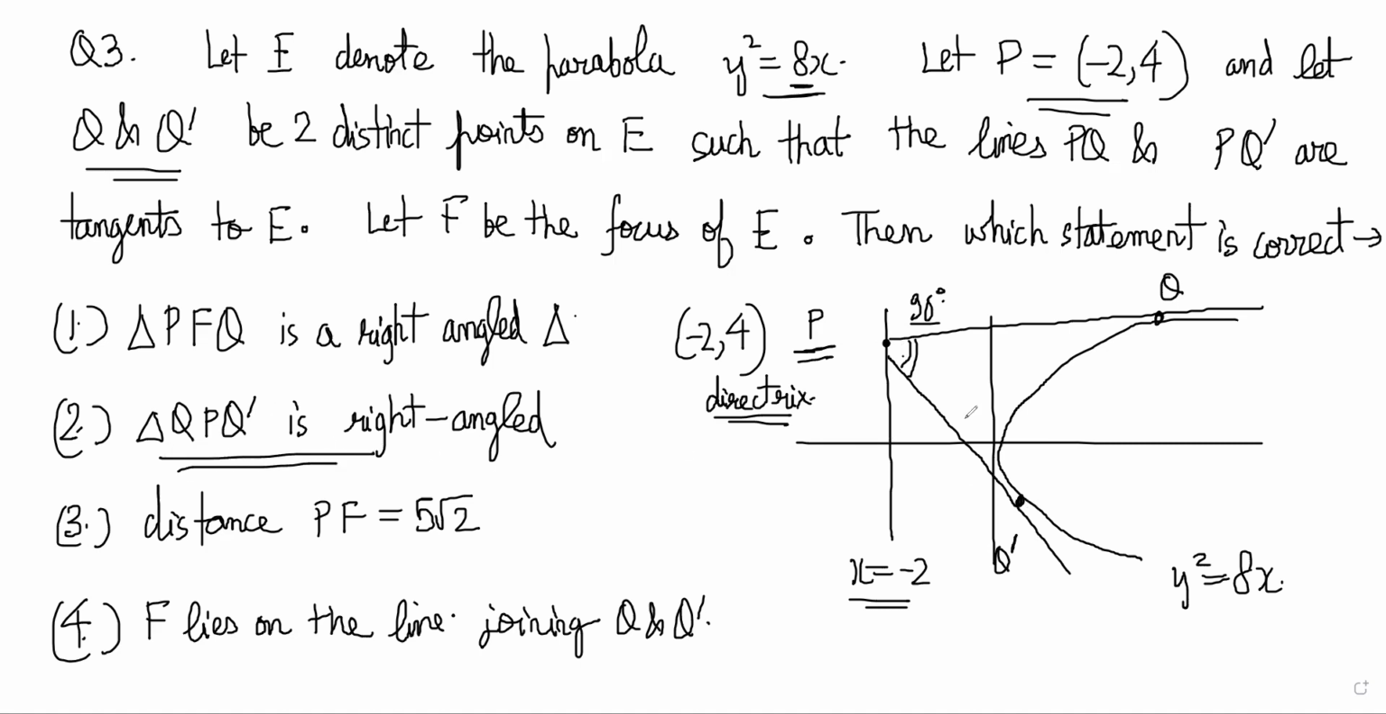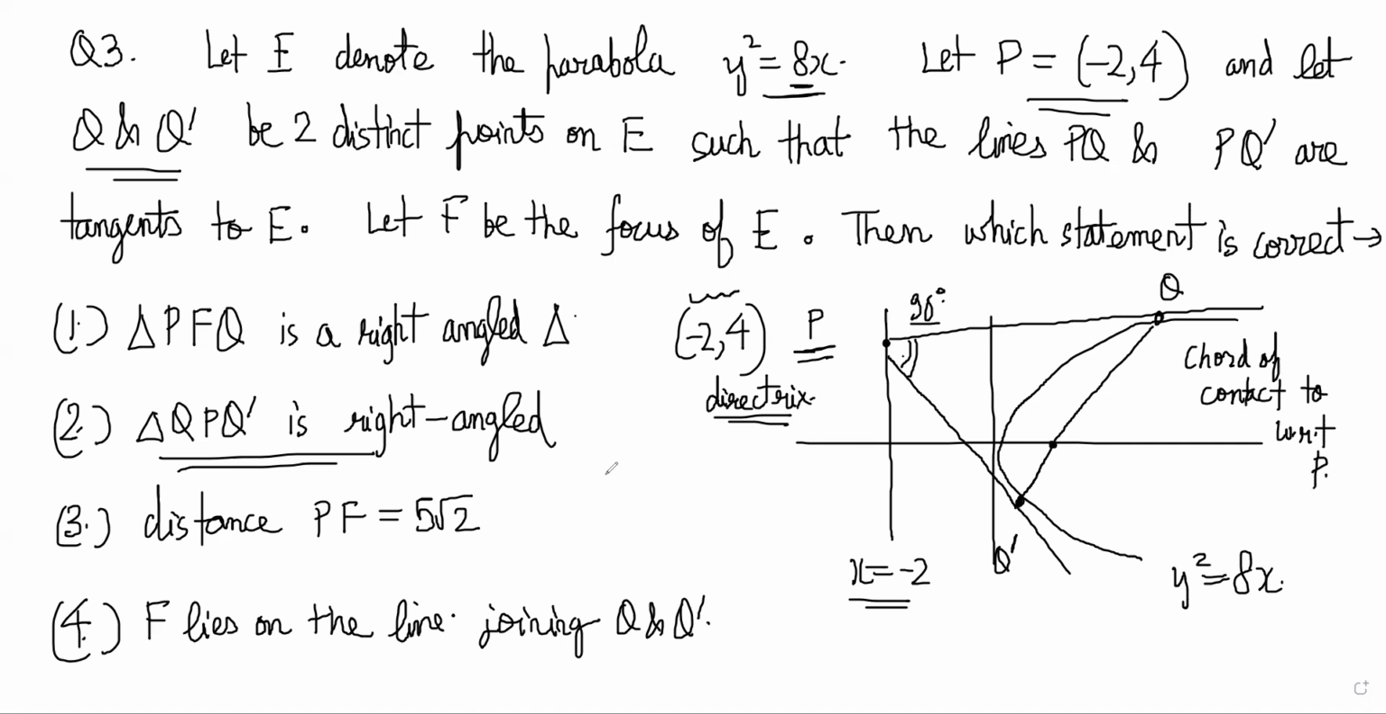That is correct. And if I join Q and Q dash, what you will also get is that QQ dash will pass through the focus. How do we get that? We can see that QQ dash is the equation of the chord of contact to the parabola with respect to the point P, right? The equation of the chord of contact to a parabola with respect to point P will be obtained by writing the equation of the tangent to the parabola using this point.